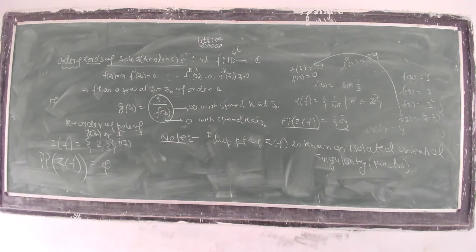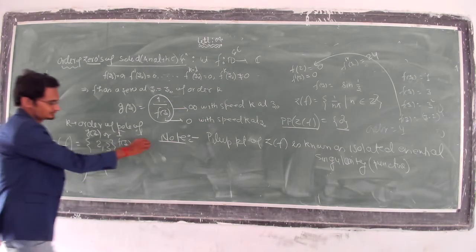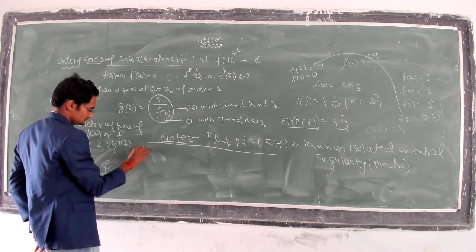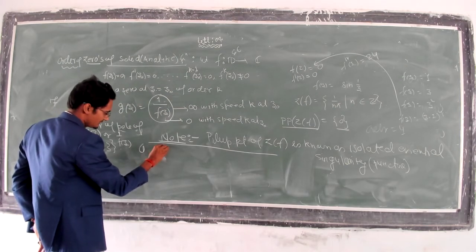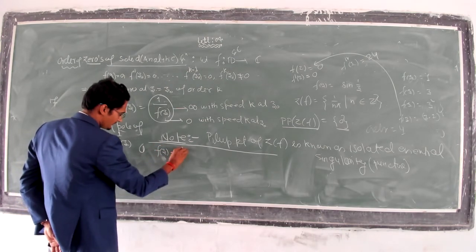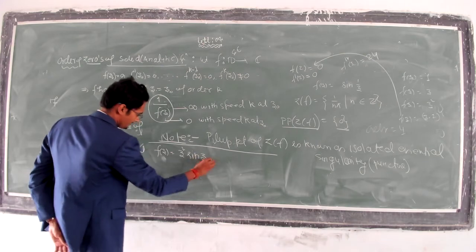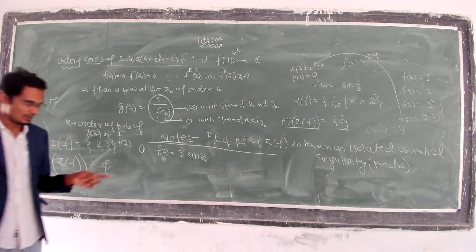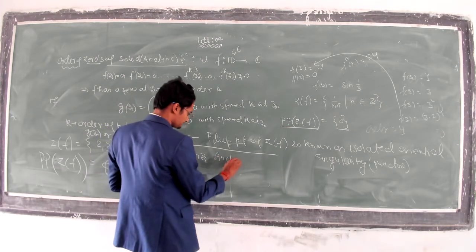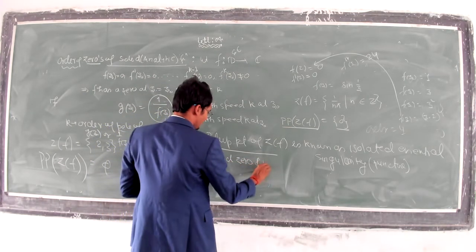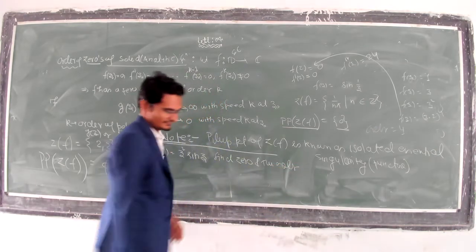Alright? So let us calculate. Find the zeros of f(z) equal to z square sin z, and their order also. Do fast.